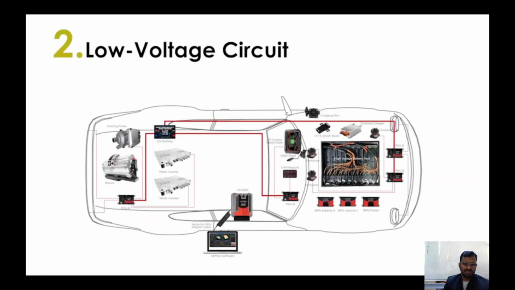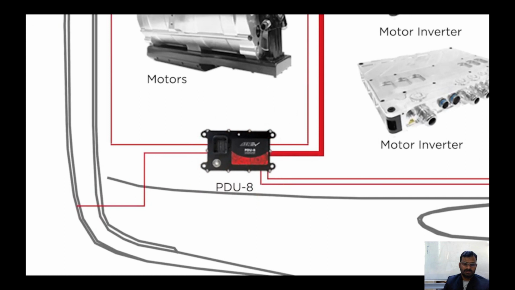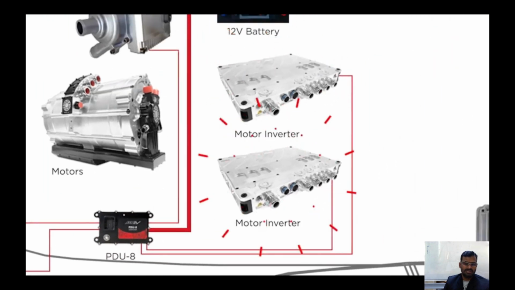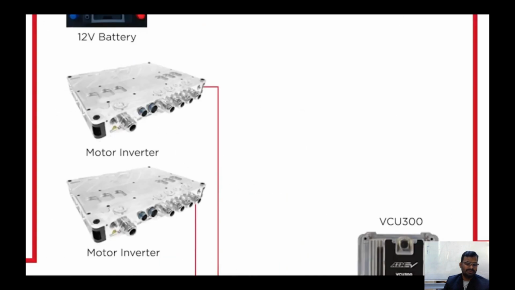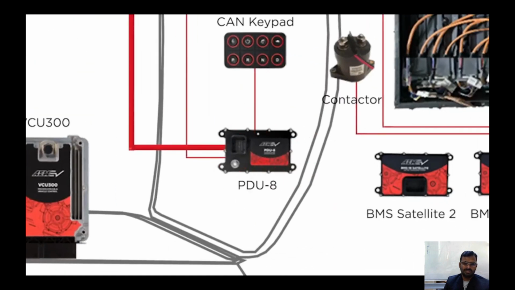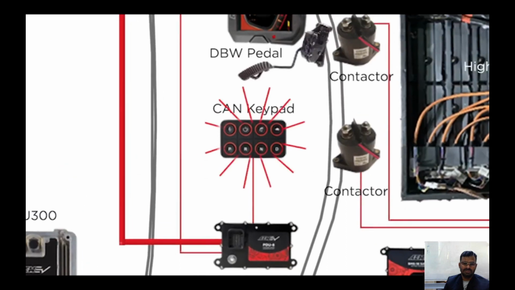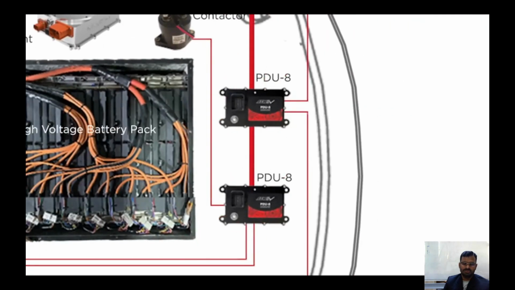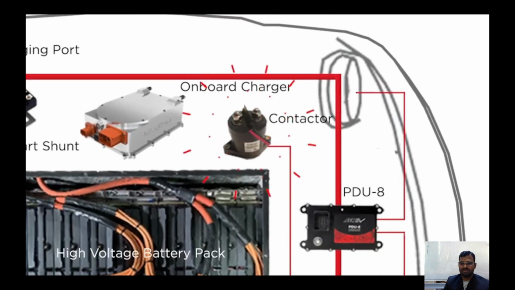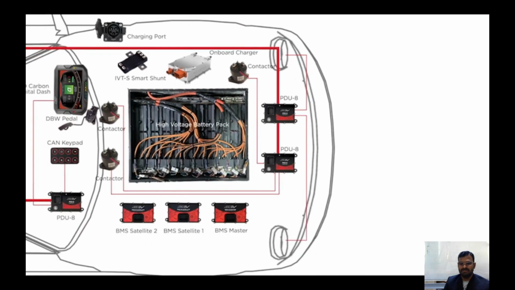At the rear of the vehicle, you can see a PDU-8 that is programmed to activate the inverters and the cooling pump, as well as the taillights, blinkers, and reverse lamp. A second PDU-8 near the front passenger seat footwell controls, as I told you earlier, the CAN keypad as well as the digital dash display. And at the nose, two additional PDU-8s activate the contactors for the high voltage supply to the system, and control the headlights.